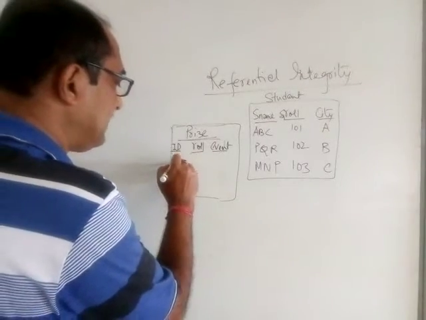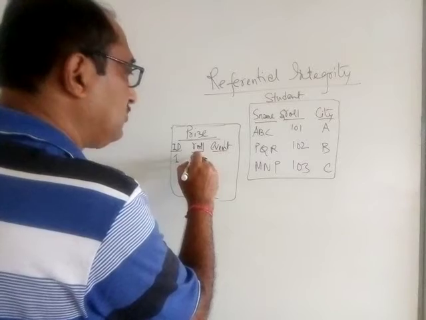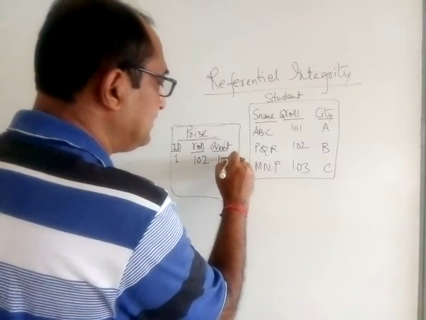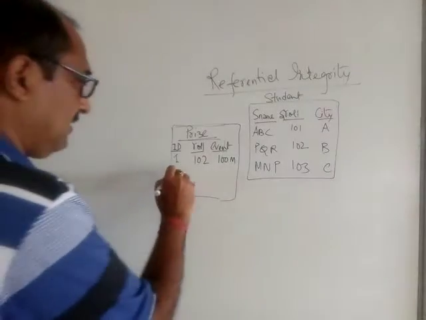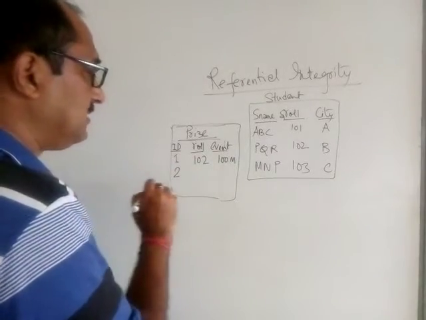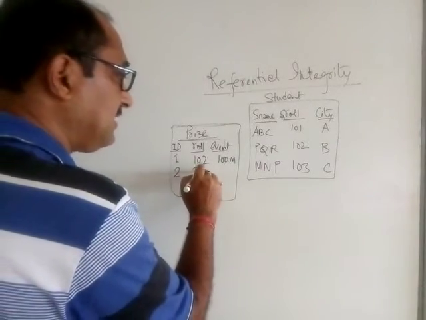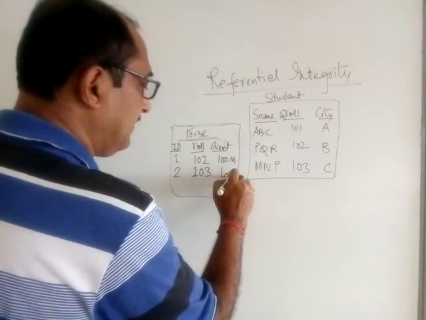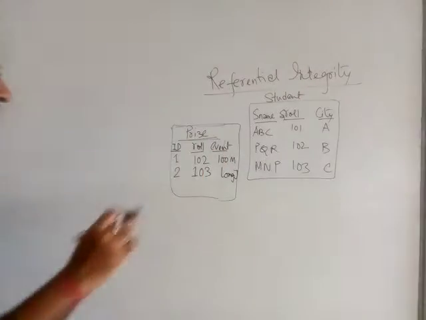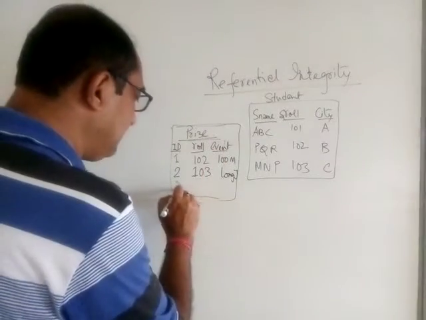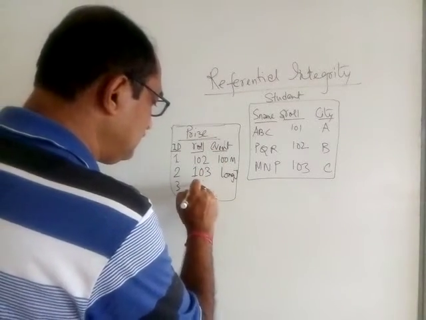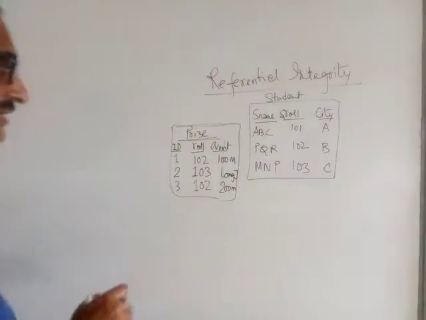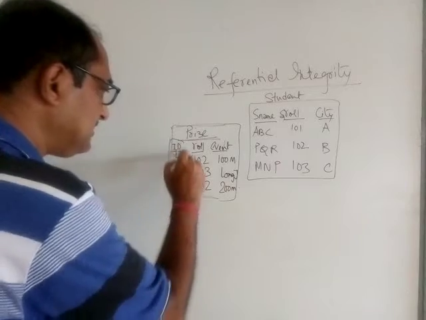Say the prize ID was 1 and the roll number of the student was 102. He is the winner of say the 100 meters sprint. There is another student, 103. He is the winner in long jump. This is how things are done. Now what happened? The student number 102 also won 200 meters. So here this particular column is the primary key.